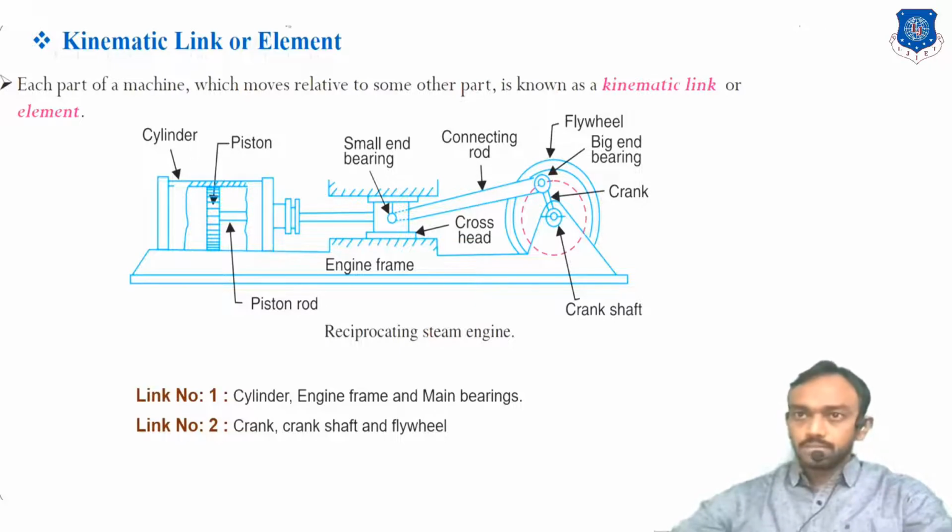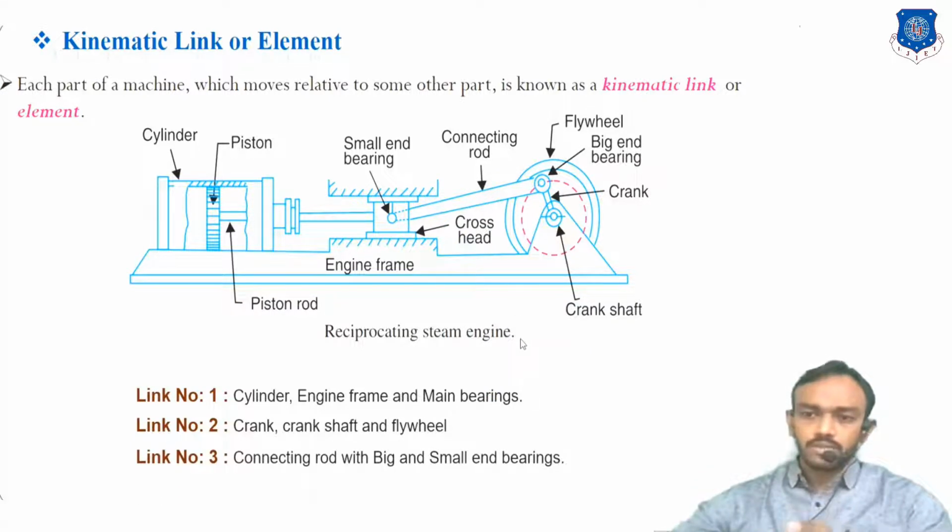Okay, then the crank is connected to what? This connecting rod, and the connecting rod has two bearings also connected with it. So whatever the motion of this connecting rod will be, it is the same as what? Both bearings. Okay, so link number three will be the connecting rod, and the small end bearing and big end bearing.